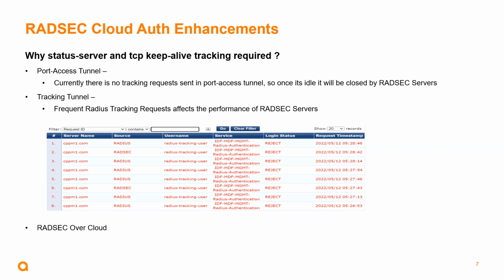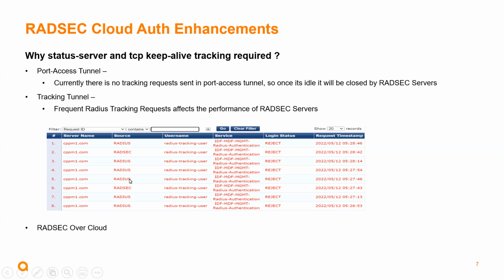Next is the tracking tunnel. We already have a tracking request sent in the tracking tunnel, so the tracking tunnel will not go idle. But there are drawbacks with the tracking request. This is the web UI of our ClearPass, and we can see the web UI is full of RADIUS tracking user details. There will be frequent RADIUS tracking requests sent from different switches. By default, the tracking interval is 5 minutes, so every 5 minutes the switches will send the RADIUS tracking user request. In an enterprise environment, the ClearPass web UI will be choked with these tracking requests.